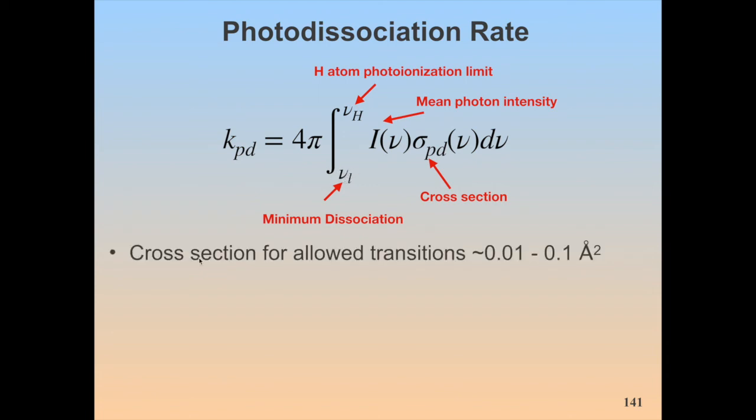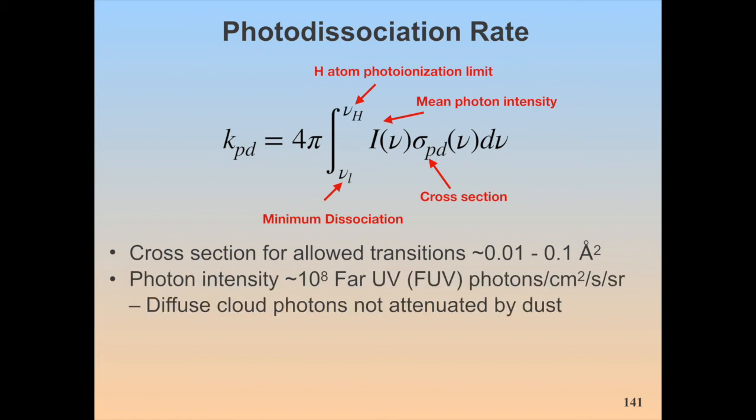And the cross section for these allowed transitions is going to be on the order of 0.01 to 0.1 square angstroms, and it's basically on the same order of magnitude as the surface area of a molecule. As for the photon intensity, since we're only interested in the photons between the minimum dissociation energy and the hydrogen atom photoionization limit, this is going to be in the far ultraviolet, and typically in interstellar space we have around 10 to the 8th far UV photons per square centimeter per second per steradian. And this is assuming that this is in diffuse clouds, so they're not going to be attenuated by dust. On the next slide we'll talk a little bit more about what happens when you are attenuated by dust.